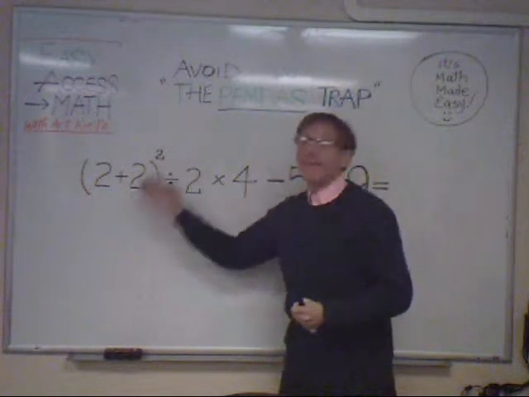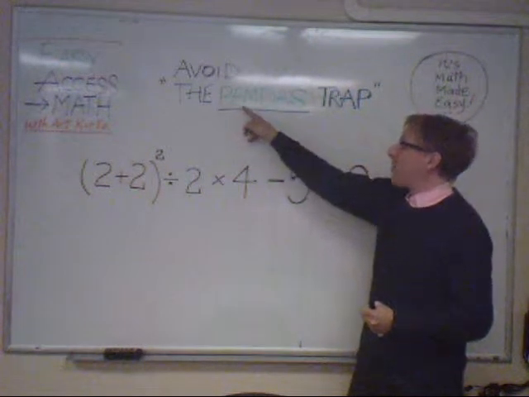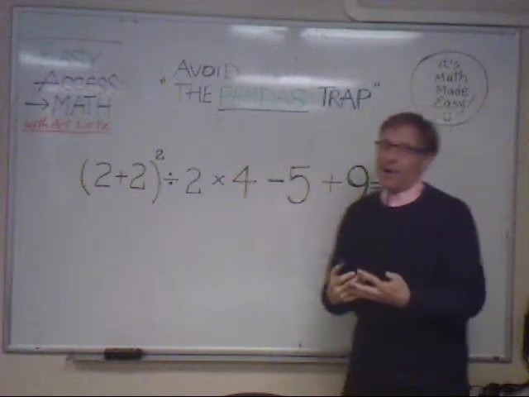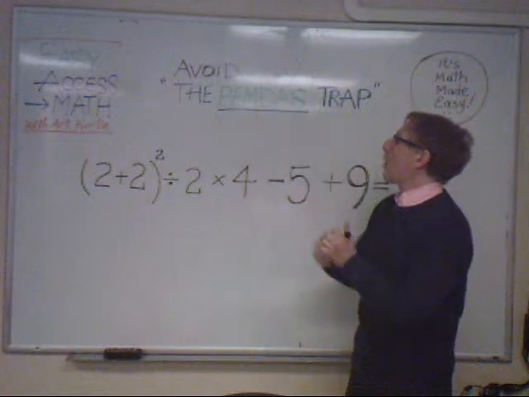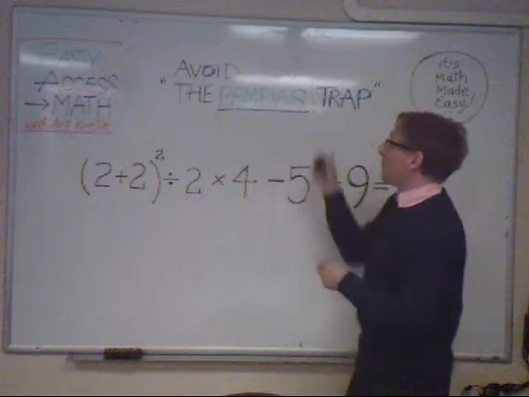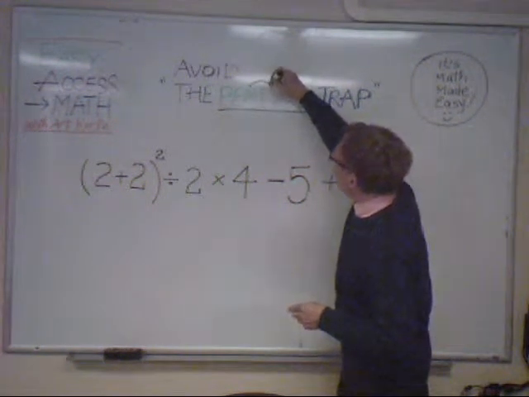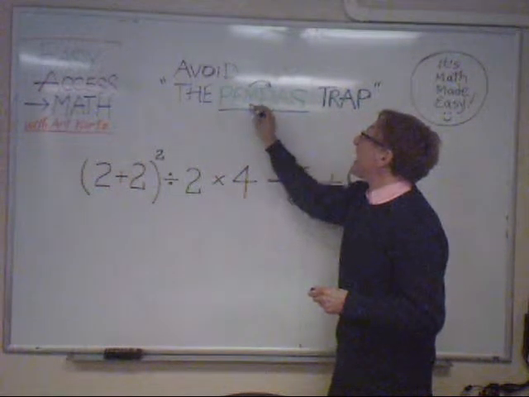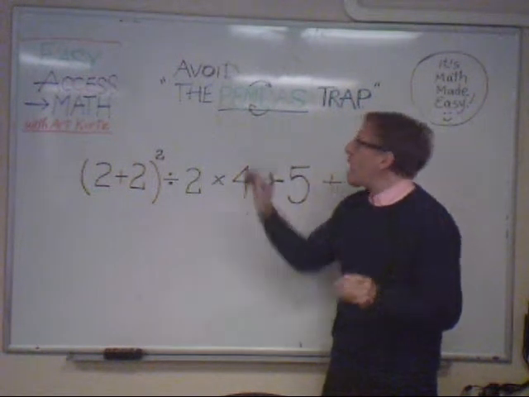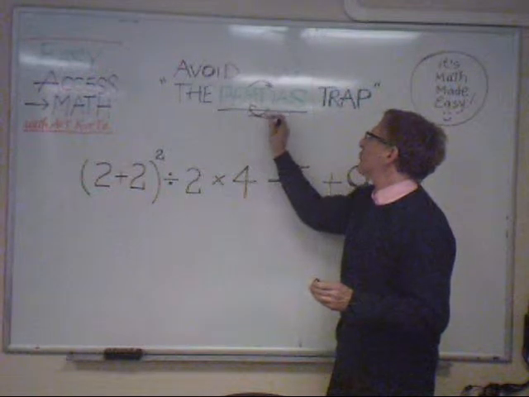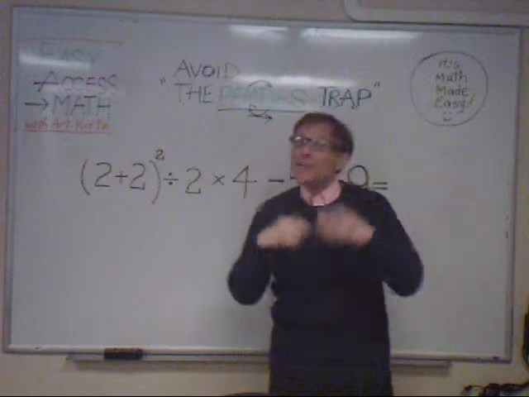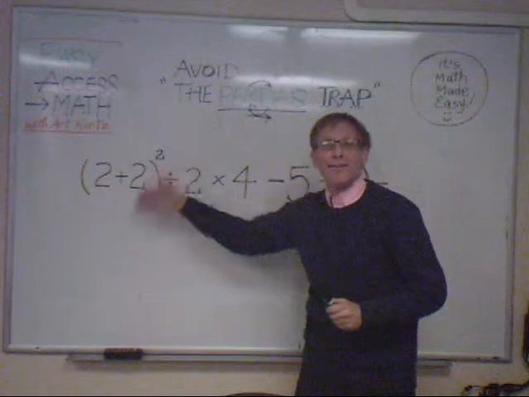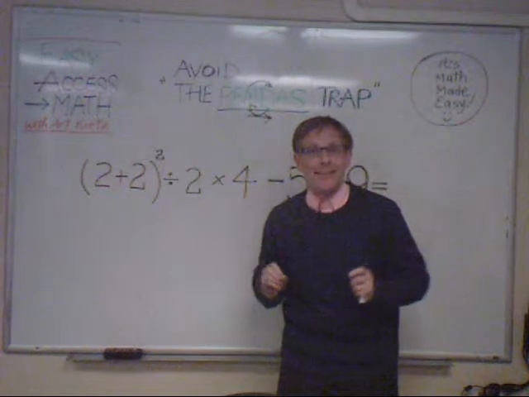So parentheses is always done first, and then exponents. Here's where the trap comes in. Following the exponents is multiplication and division, but they are really equals. You do the one that's on the left first. You go from left to right. So sometimes you divide before you multiply. It depends on which one is on the left when you get to that step.